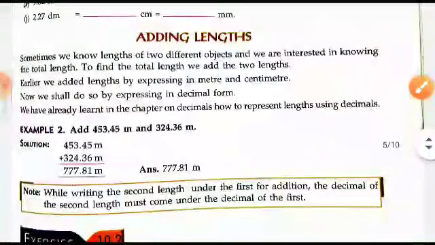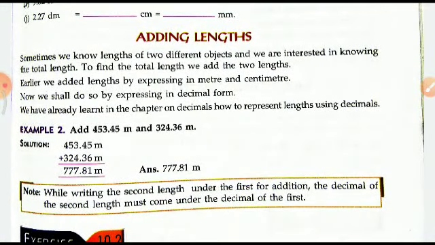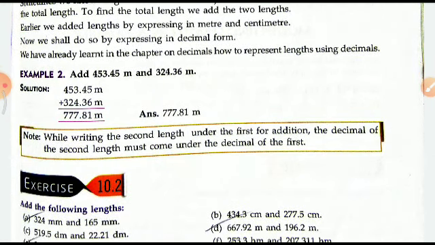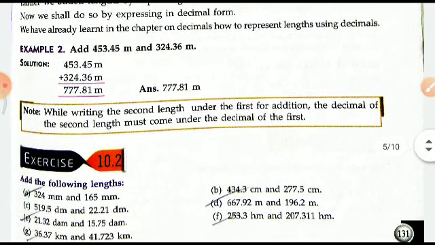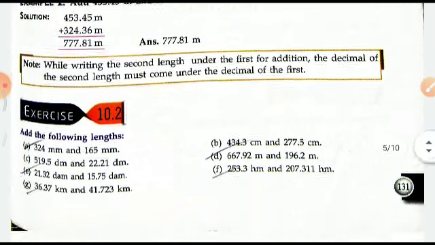Now adding of length, how we do it, it's a simple addition where you need to just add the units. See here, 453.5 is added to 324.36 meters, and just by simple addition we get 777.81 meters, right? Note while writing the second length under the first for addition, the decimal of the second length must come under the decimal of the first length, right? This is the only thing.